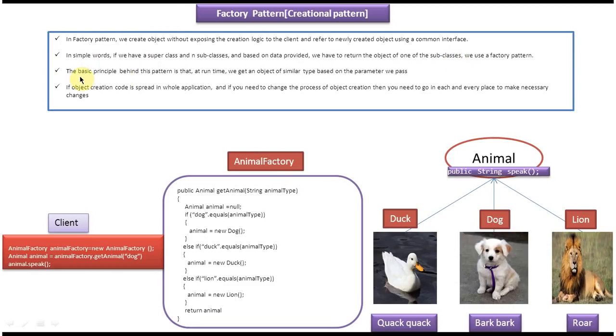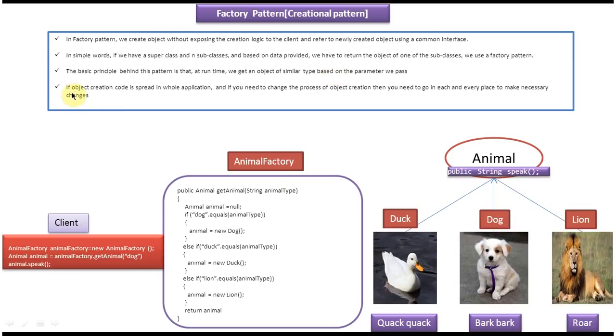And the third sentence: the basic principle behind this pattern is that at runtime we get an object of similar type based on the parameter we pass. So we are passing the animal type, and based on the parameter animal type, it will return an object of a similar kind, right? See, this duck, dog, and lion are in the animal category, so it is a similar type. That is what is mentioned in the third sentence.